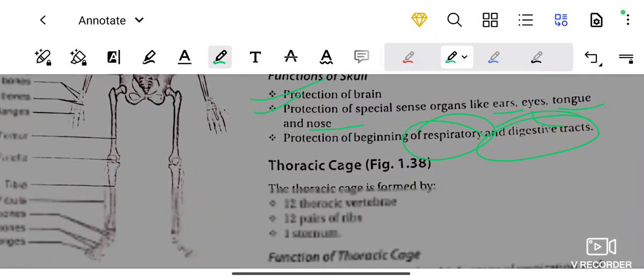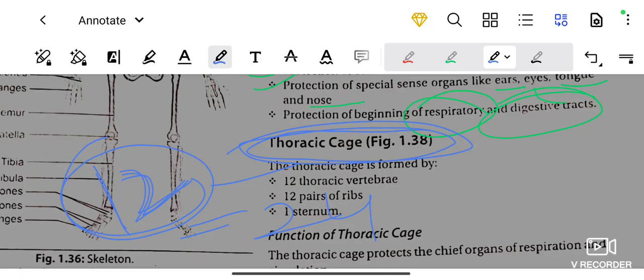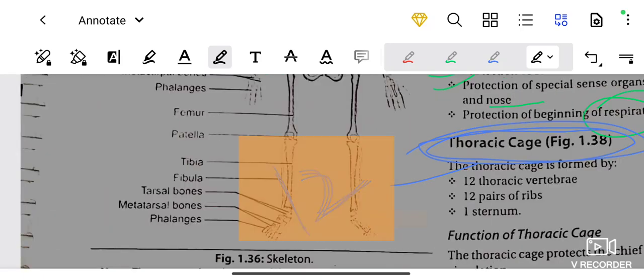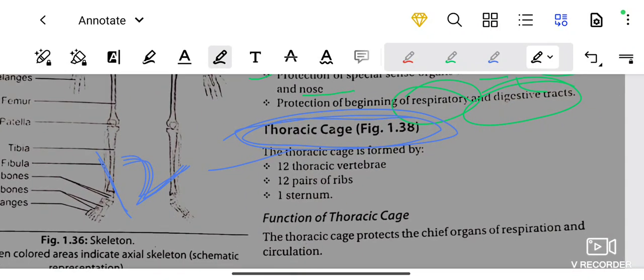Okay, the next part is the thoracic cavity or thoracic cage. The thoracic cage is formed by 12 thoracic vertebrae. Remember, these are 12 pairs, so the total vertebrae will be 24, that is 12 double, and one sternum. 12 pairs of ribs will be present here, that means 24 ribs.